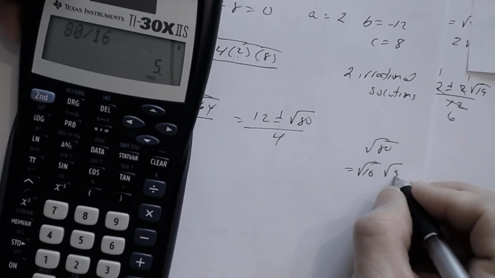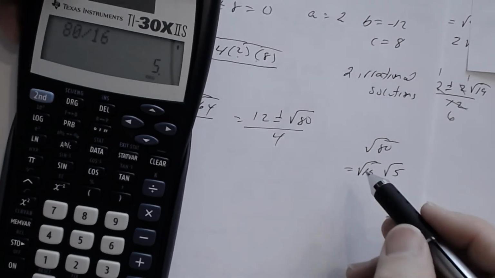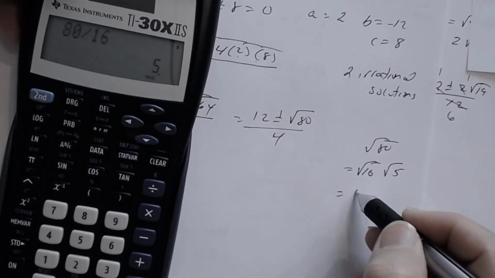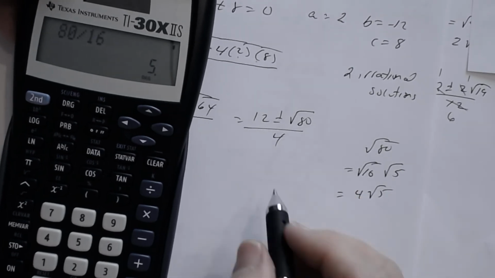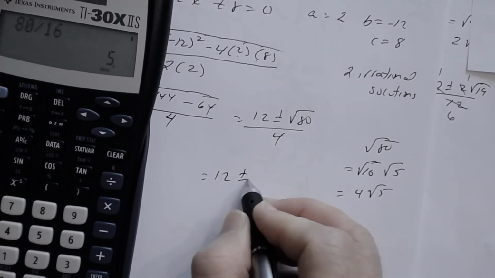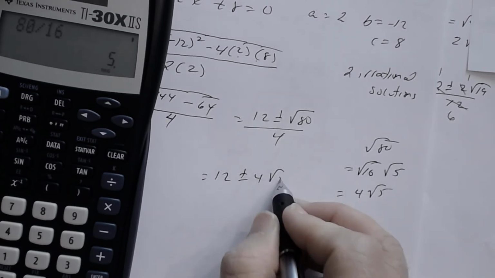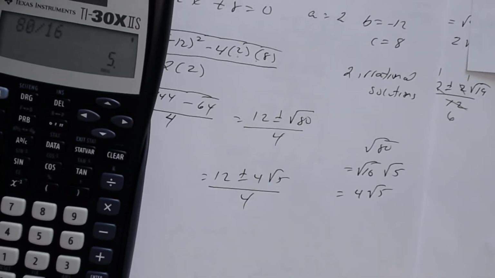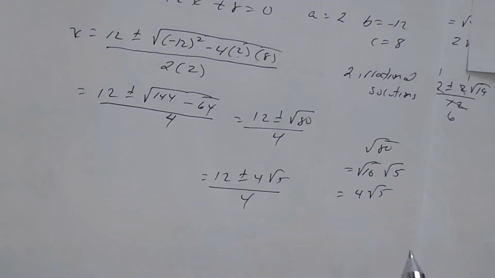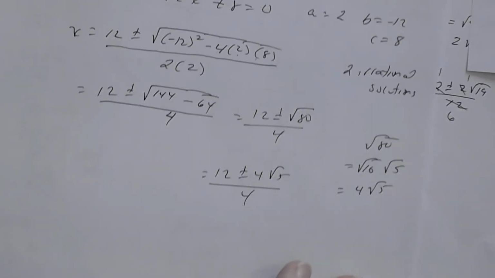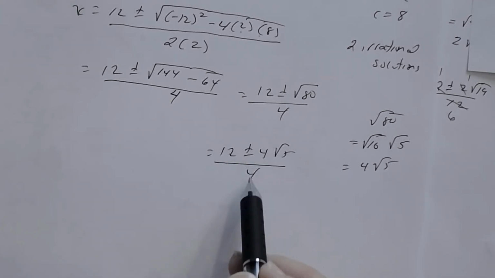So the square root of 16 times the square root of 5. And the square root of 16 is 4. So this becomes 4 square root of 5. And that goes here. So this becomes 12 plus or minus 4 square root of 5, all divided by 4. And here's what I want to ask you. Is this how you want to leave your answer? The answer is no. Because you know you can simplify 12, 4, and 4.